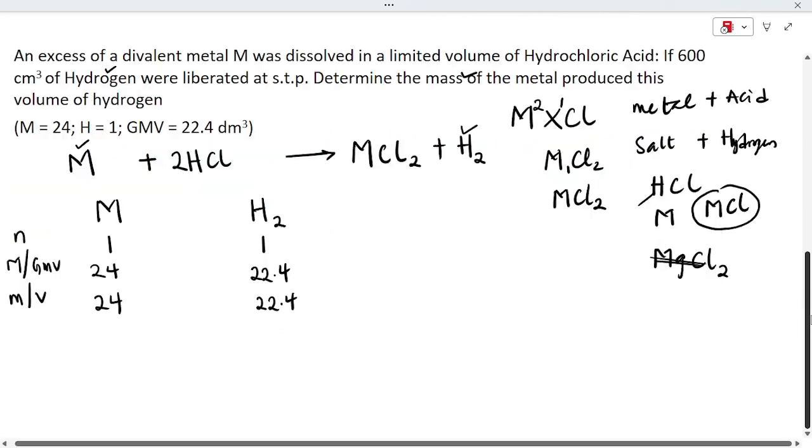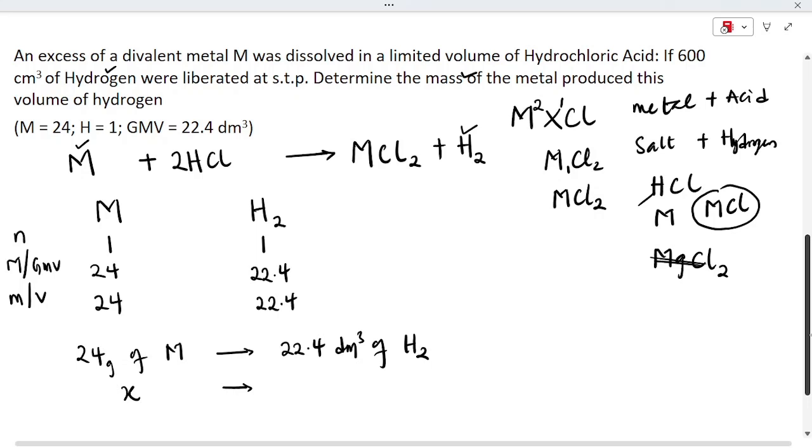Again, remember, after the equation is balanced, the next thing you have to do, extract the information that you are given from the chemical reaction, and then you apply the question. So now we can say, if 24 grams of M produced 22.4 dm cube of hydrogen, the question asked us, how much of M will produce 600 cm cube or centimeter cube?